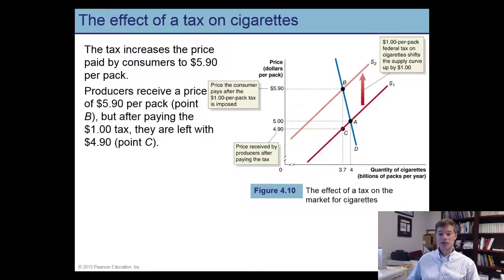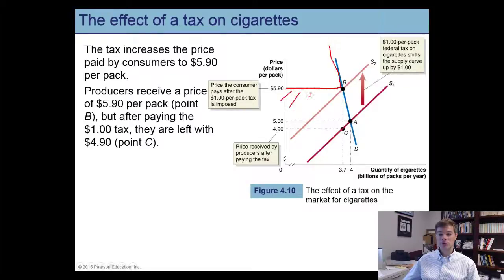Now let's look at the effect of the tax on economic surplus. Before the tax, the equilibrium price was $5, and so consumers had surplus equal to the area under the demand curve and above the price level, and producers had surplus equal to the area under the price level and above the supply curve. Now, with the tax, the new equilibrium price for consumers is $5.90, and so consumer surplus now is the area under the demand curve and above this higher price level.